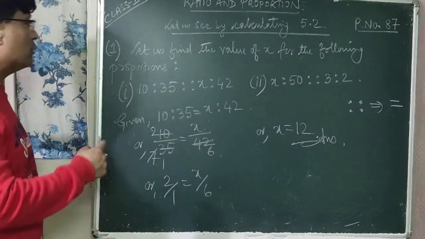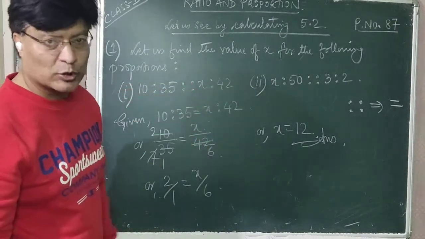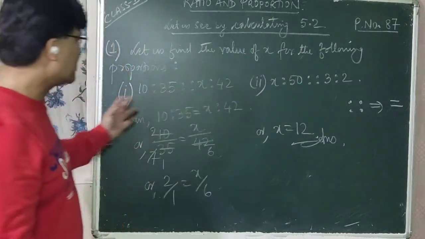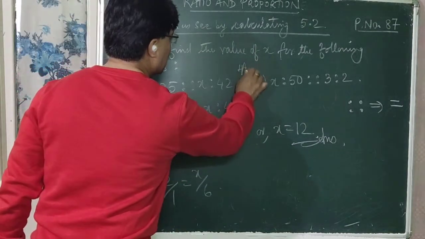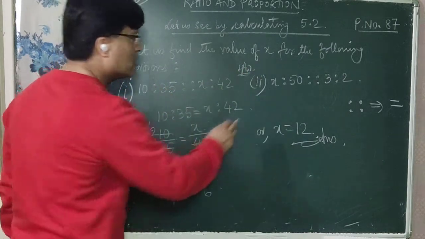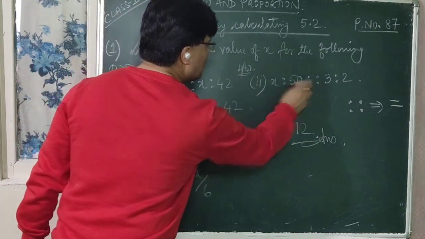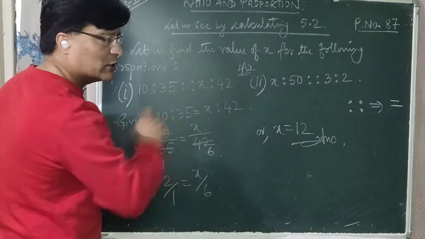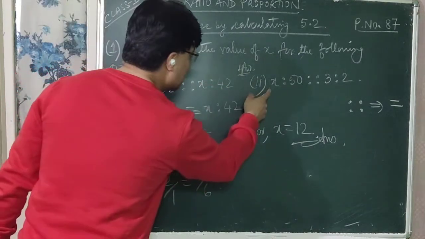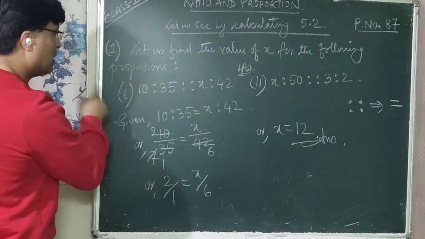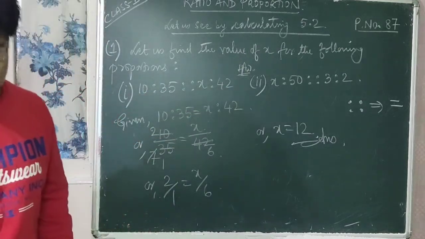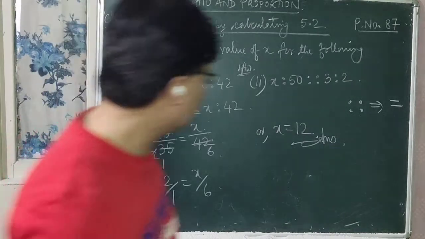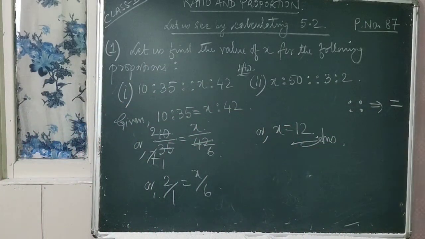Okay. Now similarly we can do this one, number 2. It is the same as problem number 1. You can do it at home. So this is your homework, right? That is x is to 50. Double is to is there, that means is equal to 3 is to 2. So you can use the same method that we have done in problem number 1. So we'll do the next problem now. You can copy the homework and do it at home.